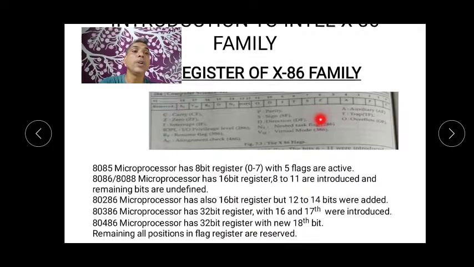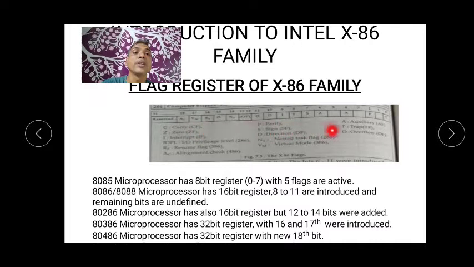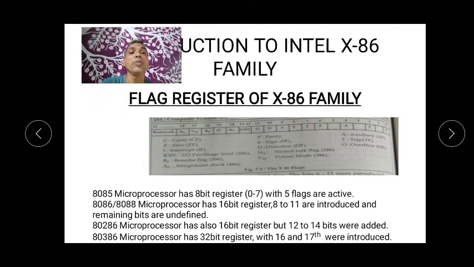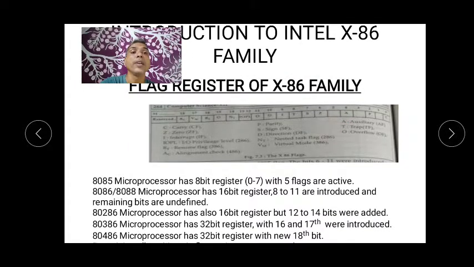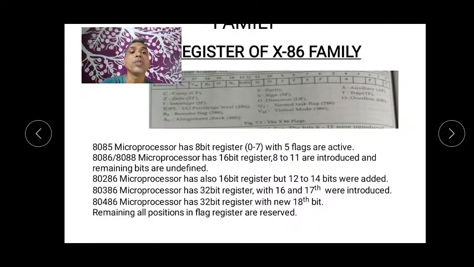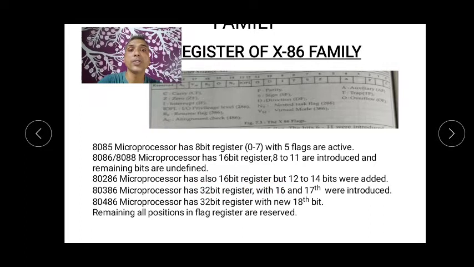So I hope this also comes for 3 marks. The question will be like this: draw the flag of the x86 family. So you have to draw this, you have to write the full forms, and I have mentioned in which year which flag was introduced. So I hope you understood everything till here.